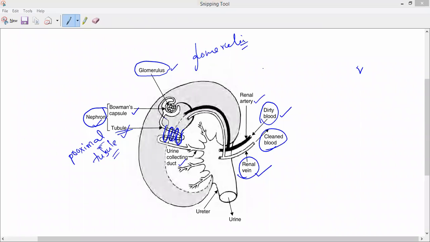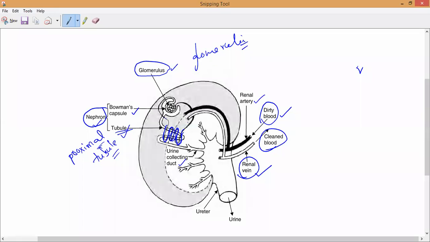Yes. To increase the surface area, it is also a correct reason. The physics behind it is the same thing. The surface area keeps on increasing so that they will get enough time to absorb the glucose, amino acids, salts, and water into the blood capillaries, which are present surrounding it. So what is that called? Reabsorption.